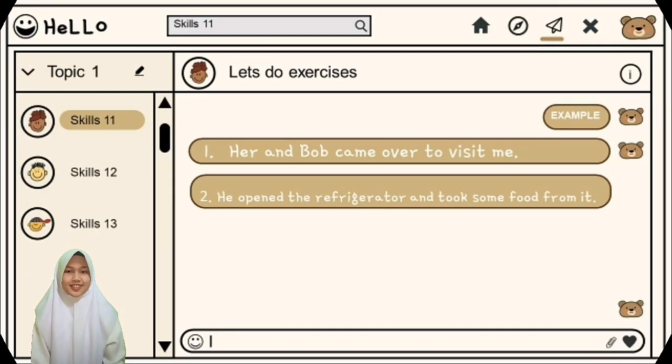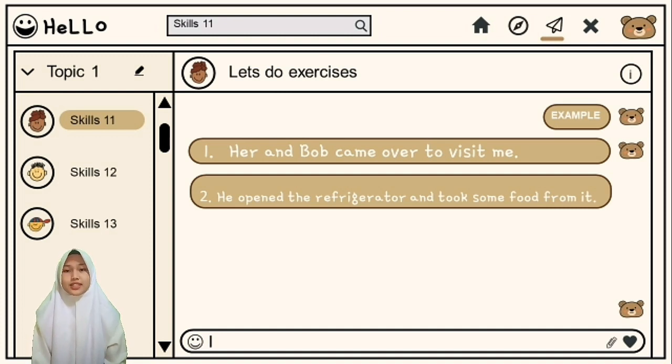Let's do exercise. Number 1. Her and Bob came over to visit me. Is this correct sentence or incorrect? And the answer is incorrect. Why? Because her in here is not subject. So the correct answer is she. She and Bob came over to visit me.